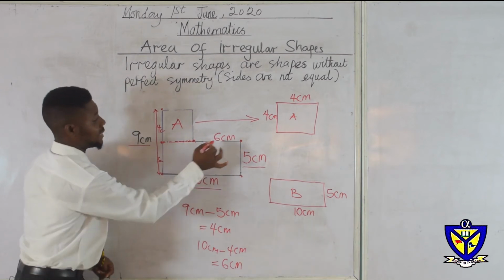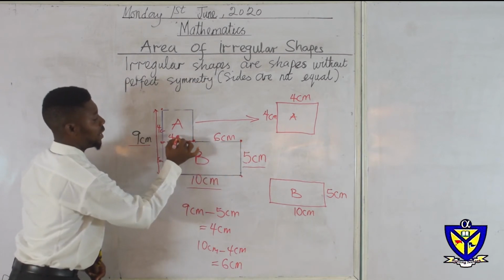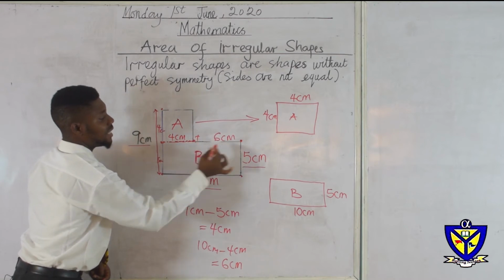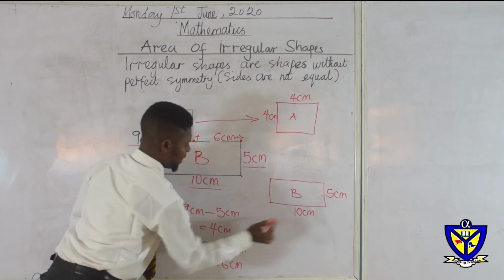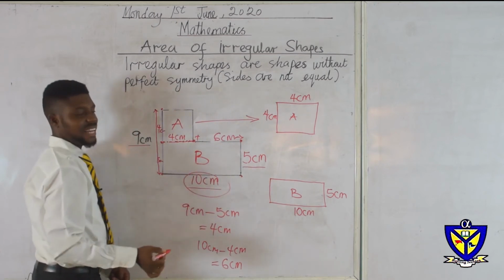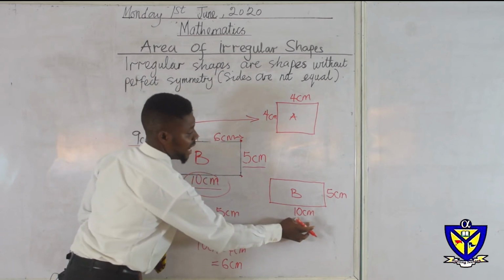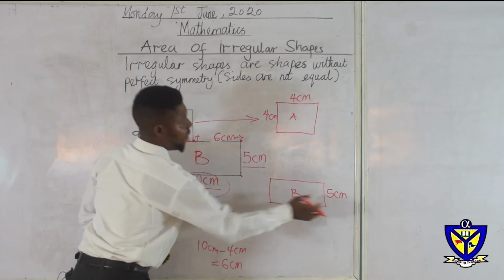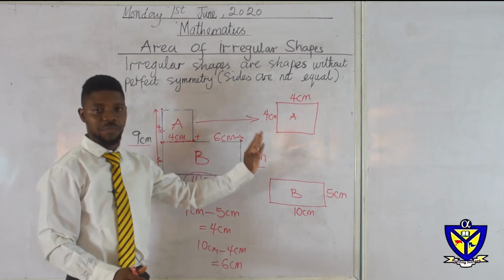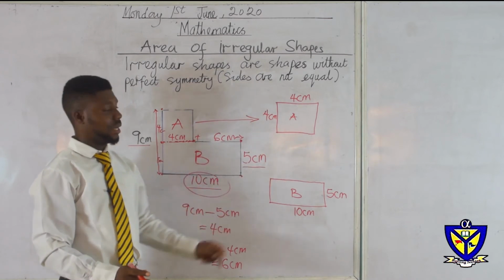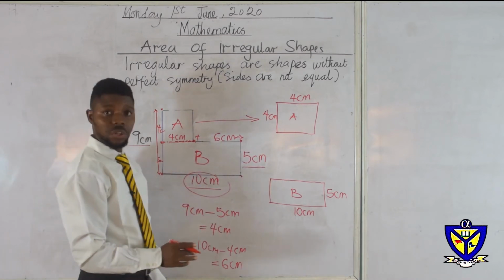But if I should add the 6 centimeters to the 4 centimeters here, that will give me the 10 centimeters, which I have here. And that's the reason why we have the 10 centimeters here, and here we have the 5 centimeters. And that's what you have to do first before you move to your workings or to find out the solution.